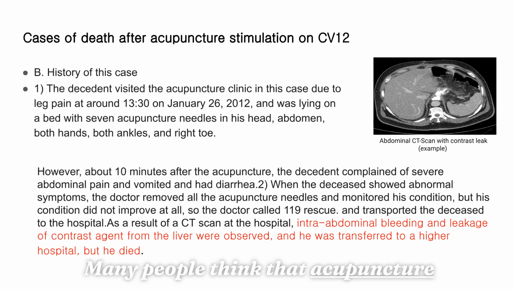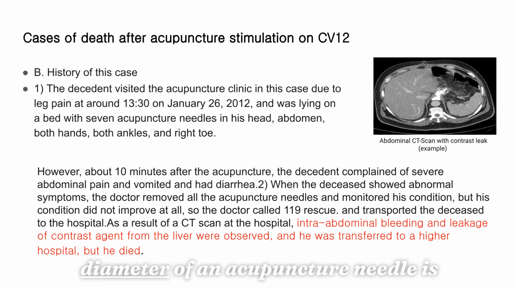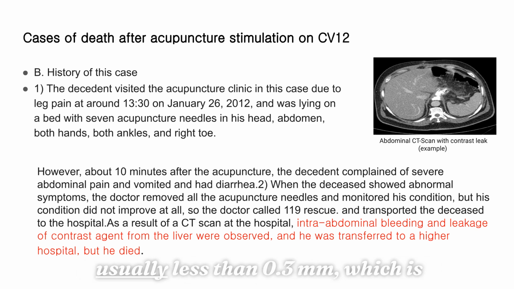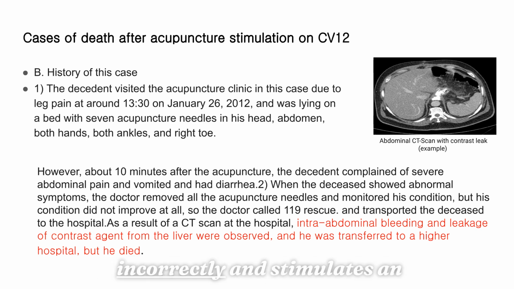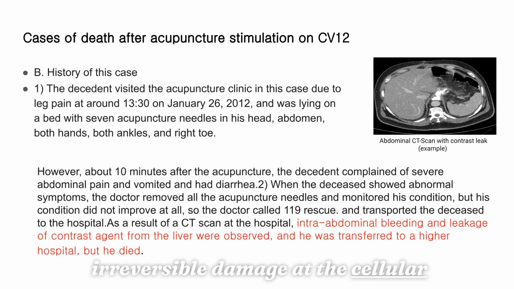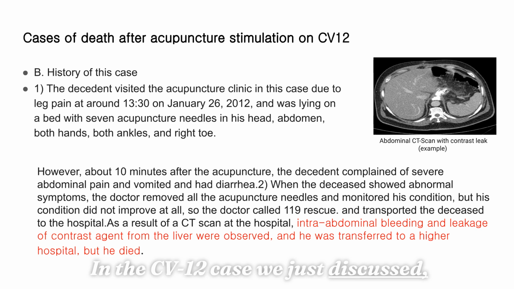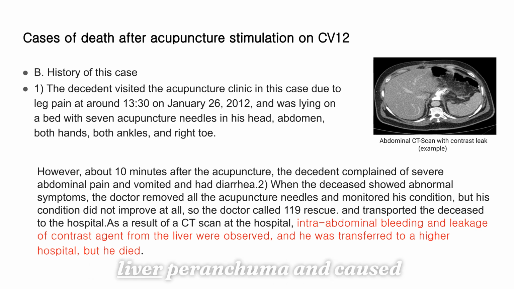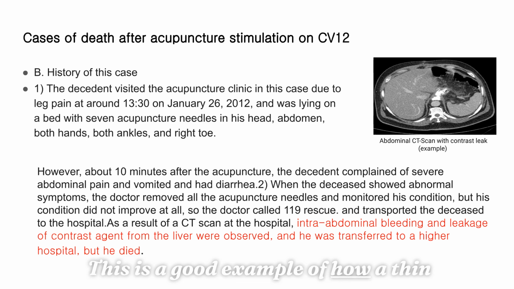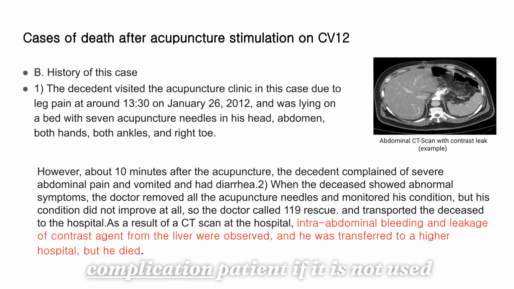Many people think that acupuncture is very safe simply because the diameter of an acupuncture needle is usually less than 0.3 millimeters, which is much thinner than a typical injection needle or a surgical scalpel. However, if the needle is inserted incorrectly and stimulates an internal organ, it can still cause irreversible damage at the cellular and tissue level and may become life-threatening. In the CV12 case we just discussed, the needle actually penetrated the liver parenchyma and caused bleeding inside the liver.